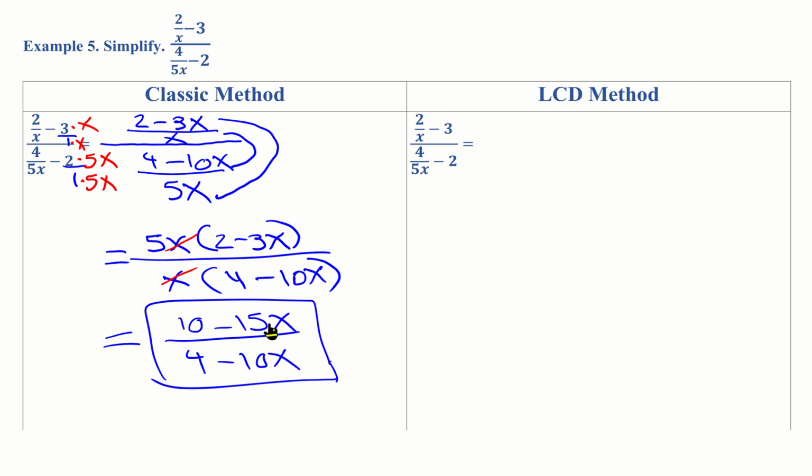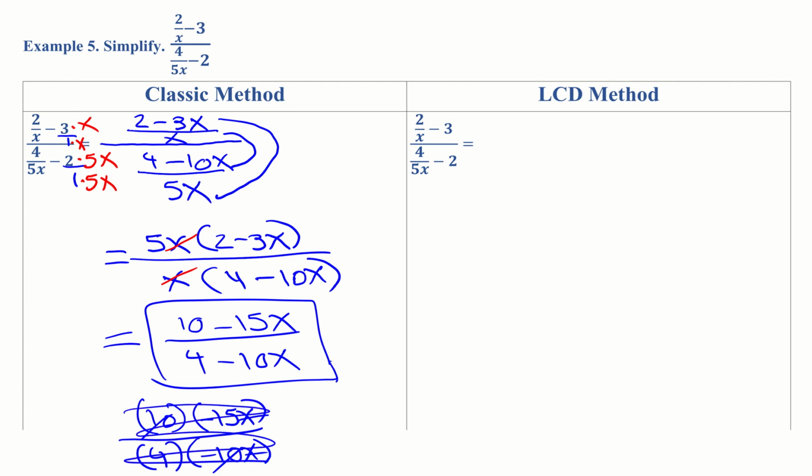In other words, each of these is a term, and we never cross-cancel terms. Remember, we only cross-cancel factors. In other words, if I had 10 times negative 15x over 4 times negative 10x, that's what we mean when we say factors. Then these are all factors, and we can cancel as much as we want. We'd be able to cancel the 10s, we'd be able to cancel the x's. But we don't have that scenario, so we leave it just like that.